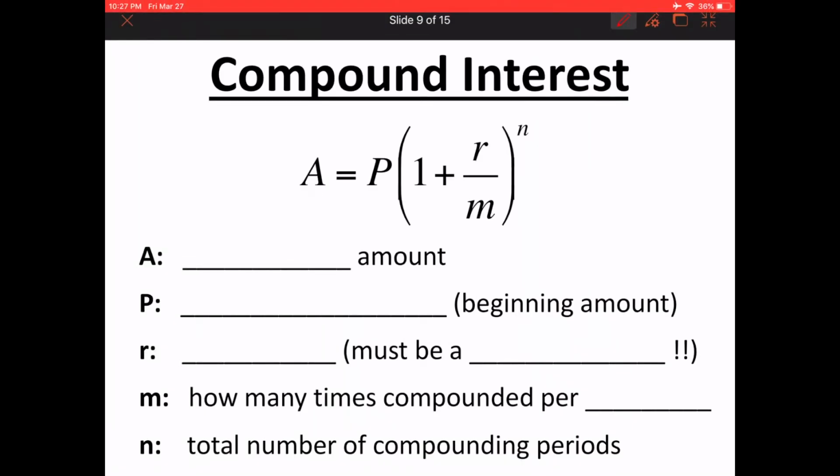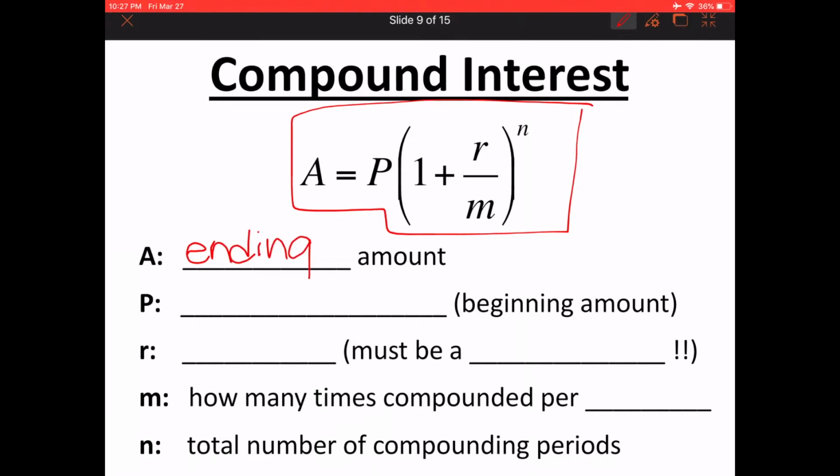My first formula is the compound interest formula, and it is right here. So let's talk about what all these letters represent. A represents the ending amount. So this letter A is going to be my final amount after I get the interest. P, the reason it's a P, is because it stands for the word principal, and principal means the beginning amount. When you're talking in finance, your principal is always the beginning amount.